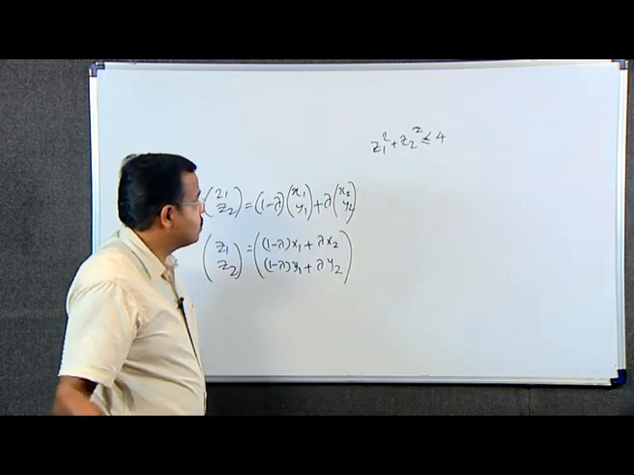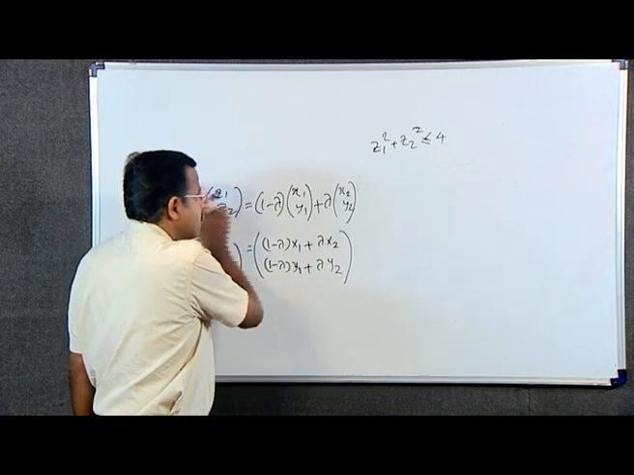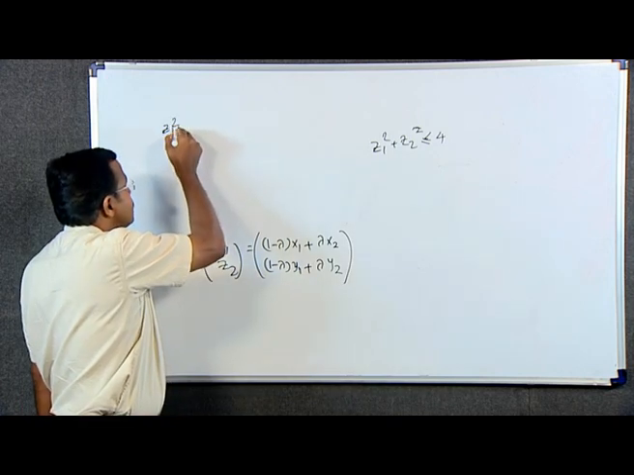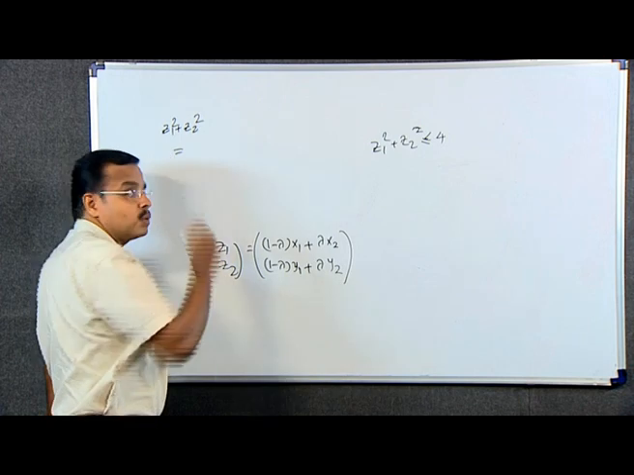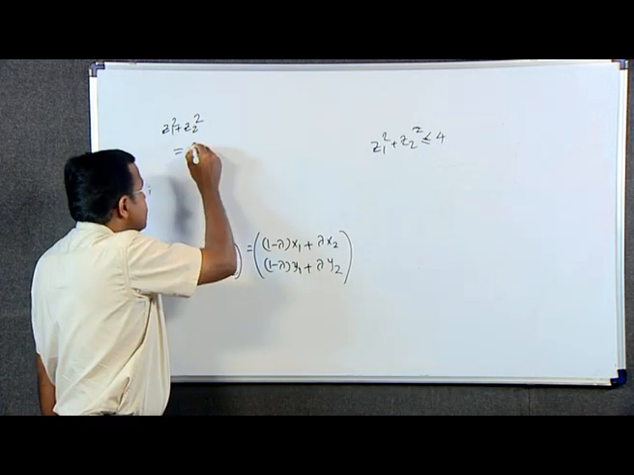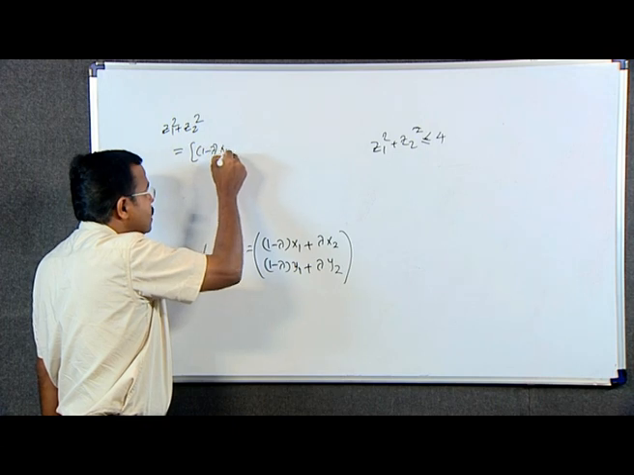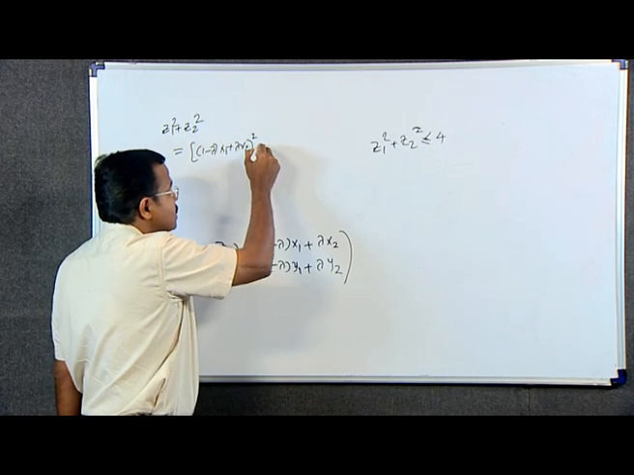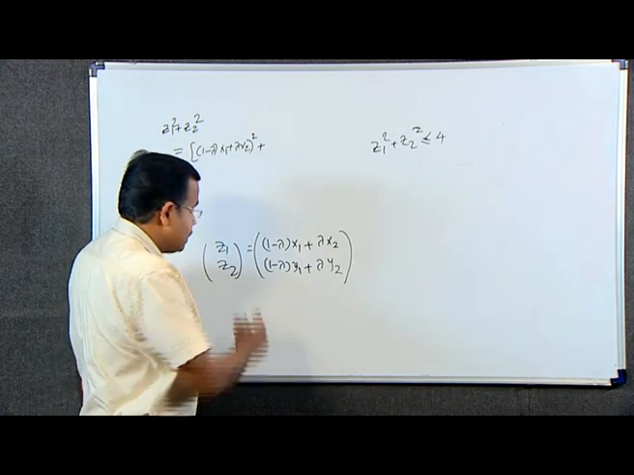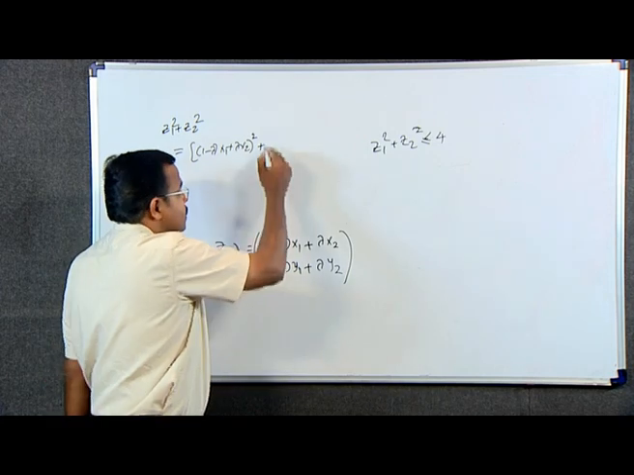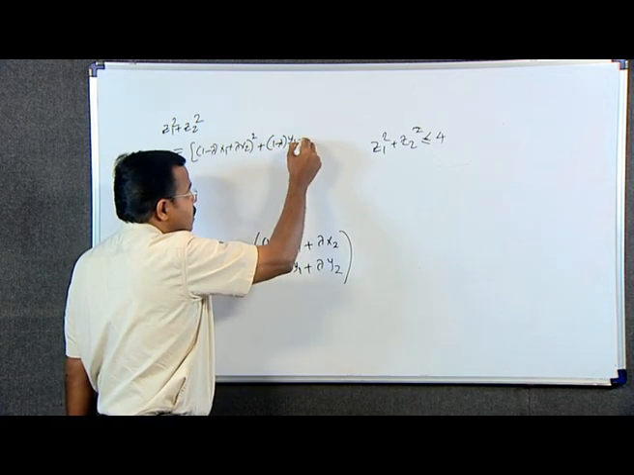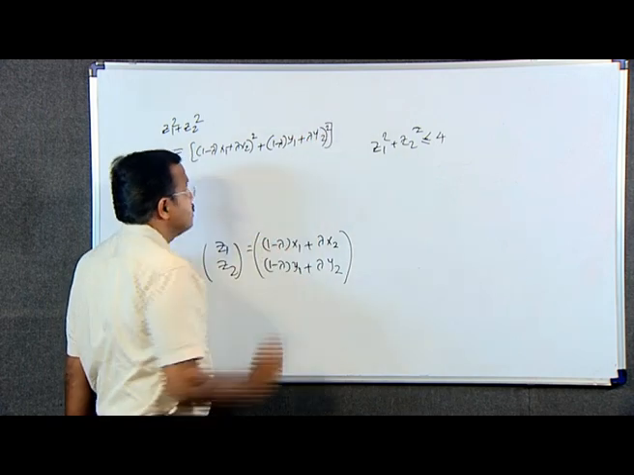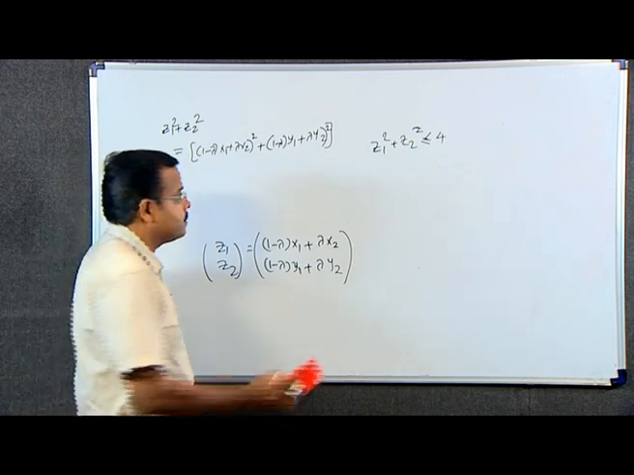Here we can check what is happening for z1 square plus z2 square. Here z1 square plus z2 square is equal to the square of z1, which is (1 minus lambda) x1 plus lambda x2, plus the square of z2, that is (1 minus lambda) y1 plus lambda y2. This is z1 square plus z2 square.